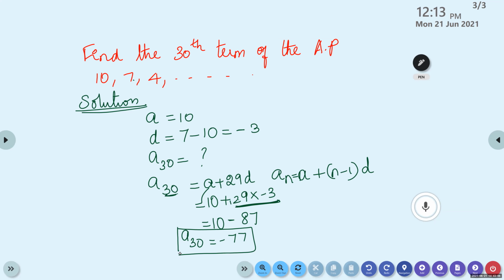Is it okay? Were you able to follow this? Children, is this part okay? The question is: find the 30th term of the AP. Once the AP is given, write down what is A, what is the common difference. A is 10. What is the common difference? Second term minus first, 7 minus 10. Should we write it? Yes.